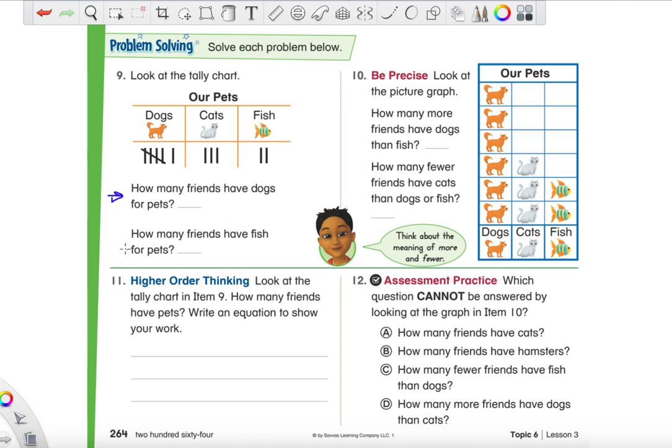If you're all done that one, I'm going to read the second part of this section. It says, how many friends have fish for pets? Again, you're just taking the information from this chart. Count the tally marks, write it down on the line. That's it.